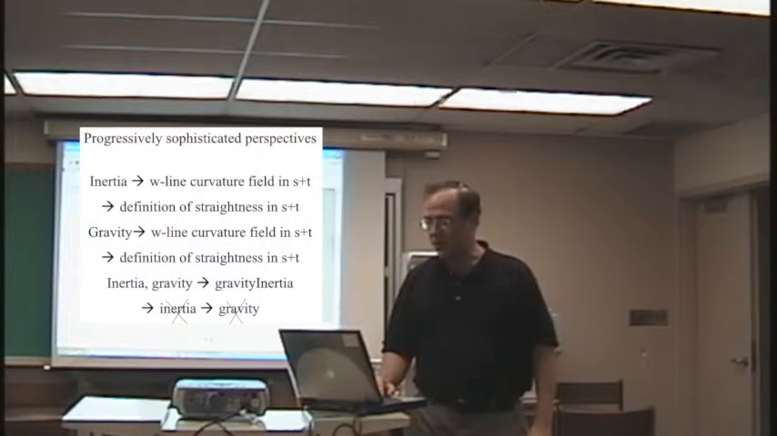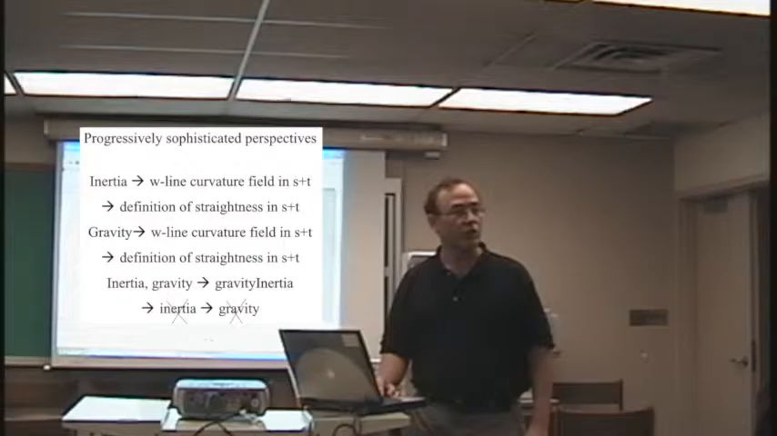So we have progressively sophisticated perspectives. Inertia, world line curvature field in space plus time. Then it defined straightness in space plus time. Gravity was also world line curvature field in space plus time. It was the definition of straightness in space plus time. Then we found inertia and gravity are the same thing. They're united into inertia gravity. We got rid of inertia, then we got rid of gravity.